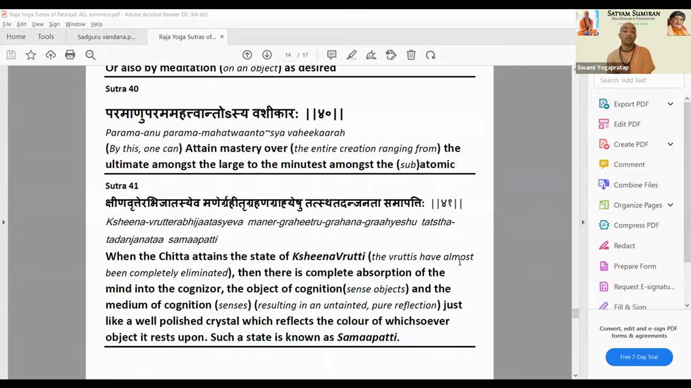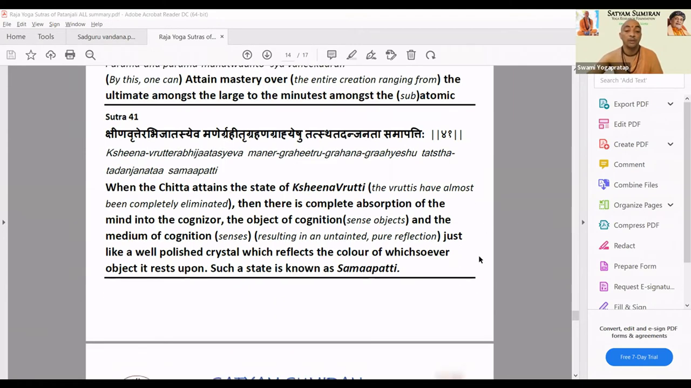After attaining the mastery, slowly the vruttis start going down and we come into a state of kshinavrutti. Then what happens? There's a complete absorption of the mind into the cognizer, the cognition, and the medium. Everything fuses into one. There is no discrepancy. What is outside comes in without any disturbance. Just like when we have a crystal which is very beautifully polished and you place it on whichever object, red, green, blue, it will just reflect that object completely without any loss of fidelity. That is known as samapatti.